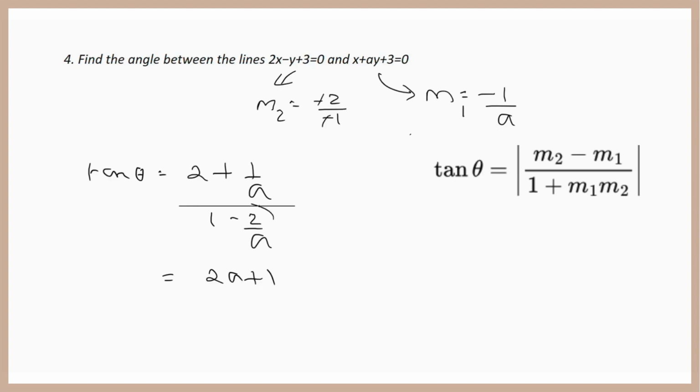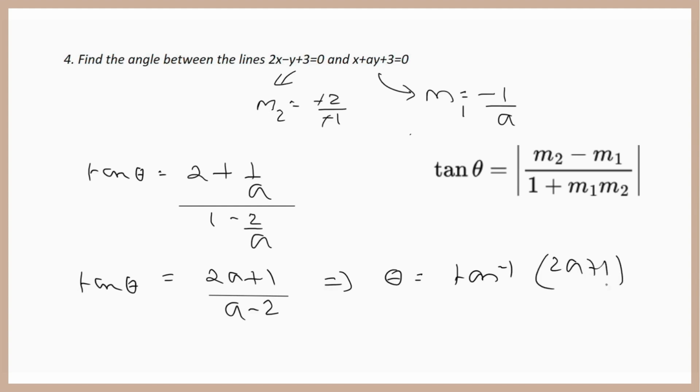So we may not write a because we are going to get the same denominator in the next part, so they will get cancelled. So this is a minus 2. But this is tan theta. In case we find theta only, theta is going to be tan inverse of 2a plus 1 whole divided by a minus 2.